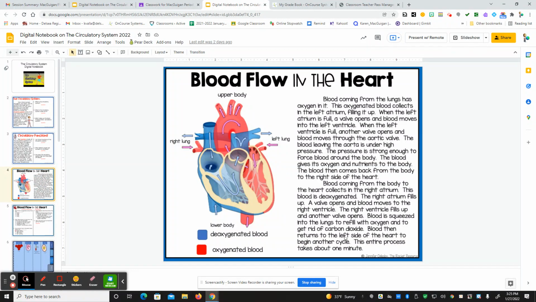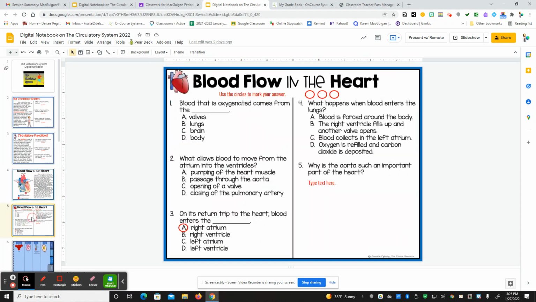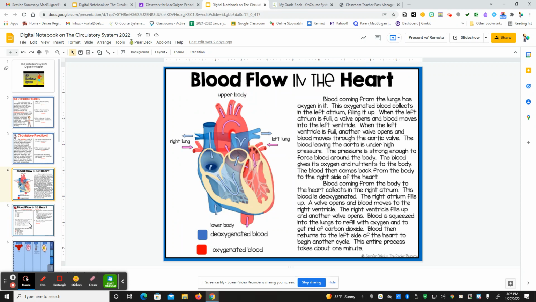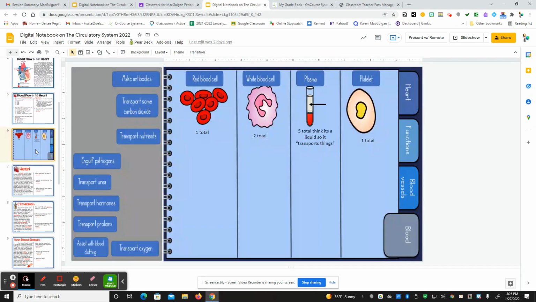Slide 4 is just a little bit more background to help you answer slide 5. So this is more your background slide and then your application. Slide 6 is a drag and drop. We know how much you love drag and drops. You have the different components of blood, and we told you how many boxes you'll need.